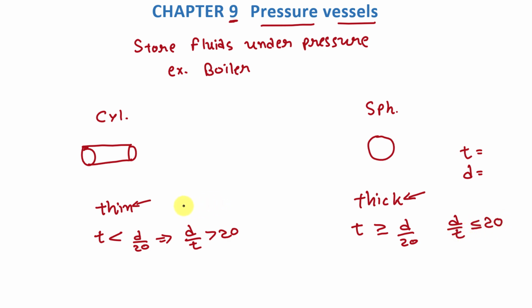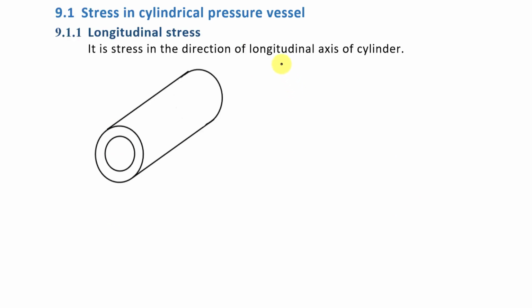Fine? So actually this classification of pressure vessels is based on the ratio of inner diameter of pressure vessel to the thickness of pressure vessel. Fine? Now in the syllabus of strength of material there is only thin pressure vessel. So in this chapter we are only going to focus on thin pressure vessel. Means we will only discuss thin pressure vessels in this chapter. Fine? Now we are going to discuss stress in cylindrical pressure vessel.